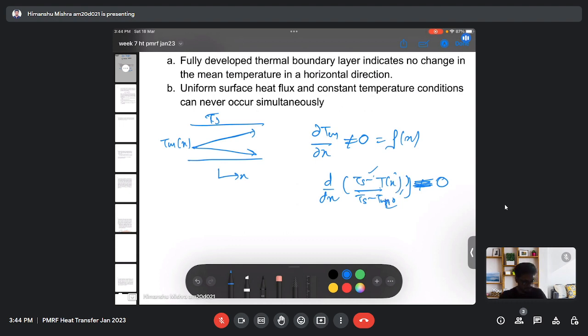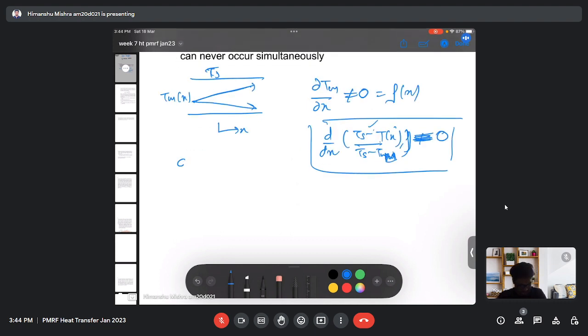X, and this is my mean temperature here. So this temperature difference should not change in a fully developed boundary layer flow. This is the criteria for thermally fully developed flow. In velocity fully developed flow, we know that the velocity with respect to the horizontal direction will not change, and hence it is zero. But this is not the same case with the temperature here. So for the temperature, we need to define the fully developed flow in terms of the difference in the temperature.